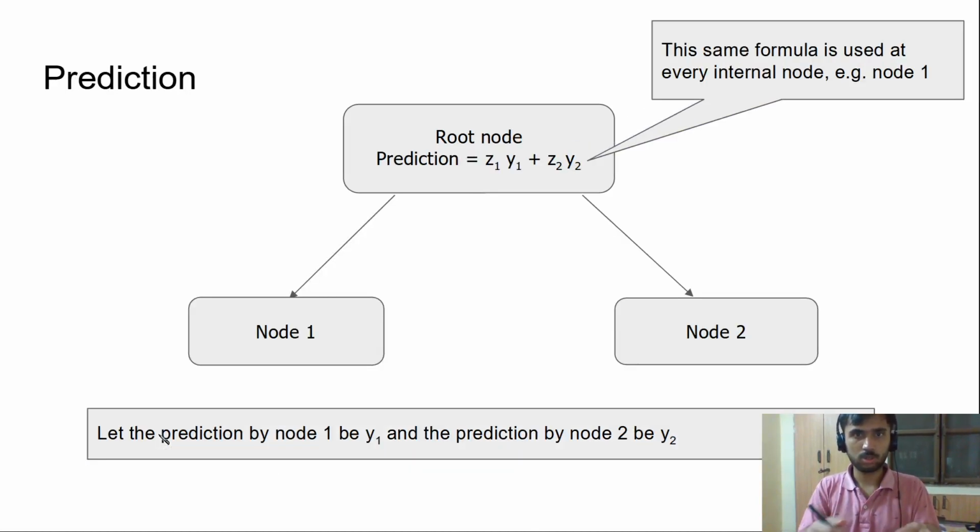We now talk about the prediction given by the entire tree. At the root node, the prediction given by the tree is g1 multiplied by y1 plus g2 multiplied by y2, where g1 and g2 are the example weights associated with node 1 and node 2. This is done in order to weigh the predictions given by node 1 and node 2 appropriately. The same formula is recursively used at every internal node. For example, at node 1, if it is an internal node, the same formula for the prediction by node 1 would be used there.